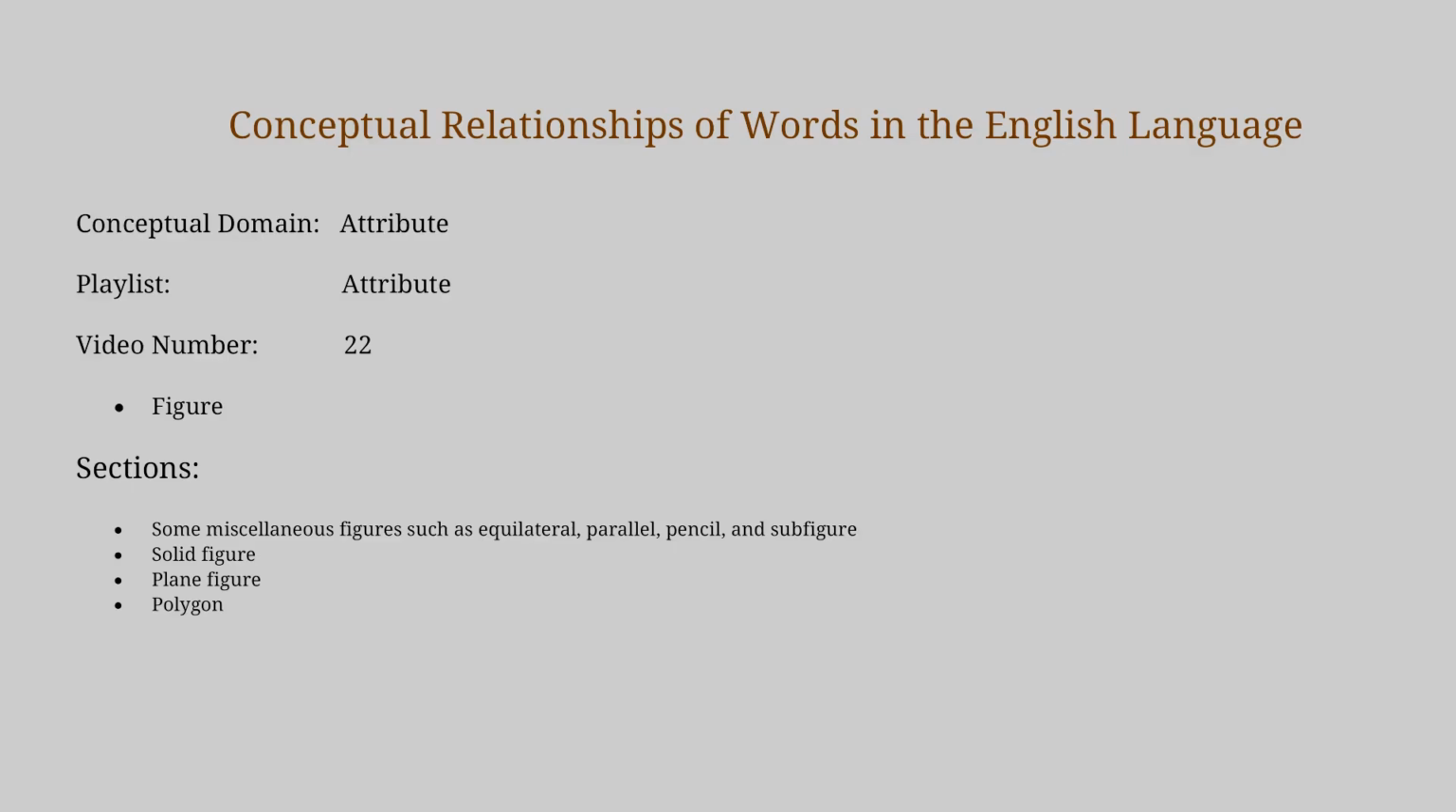In this episode, we will explore figure. It includes shapes such as solid figure, plane figures, and others. This video is part of the playlist attribute. Attribute playlist is one of two playlists devoted for the conceptual domain attribute. Attributes are linguistic elements that serve as modifiers to provide descriptive information about another word. They convey qualities, characteristics, or properties associated with the entities they modify, enriching the meaning and context of the expression.